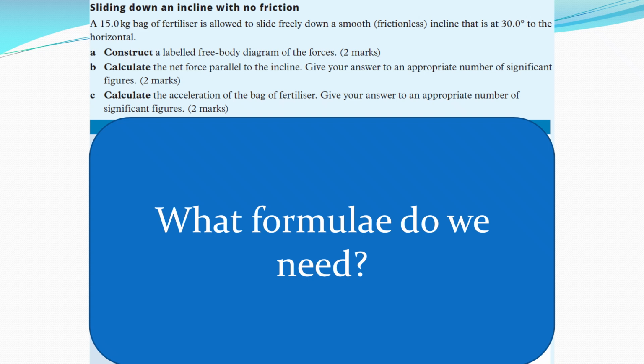So let's look at an example. A 15 kilo bag of fertilizer, there's my mass, is allowed to slide down a smooth frictionless incline. I've got an angle here. So we want to construct, which means draw, create a free body diagram. We want to do a calculation of the net force parallel to the incline, down the slope, and then we want to calculate the acceleration. Once we know this, we can work out how it's accelerating down the incline, which will come back to F equals ma again.